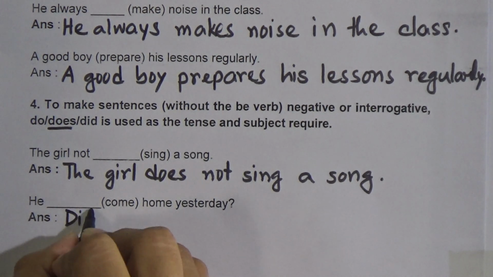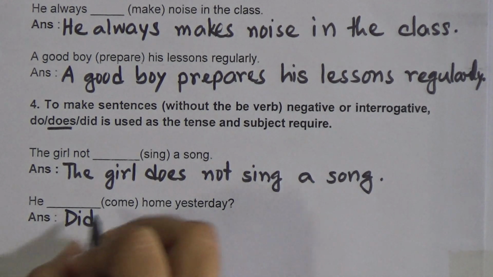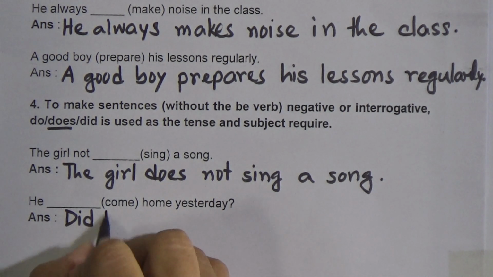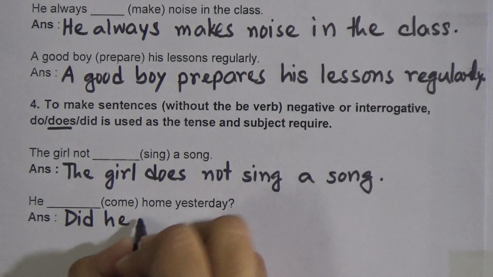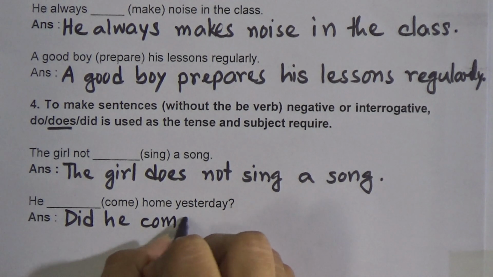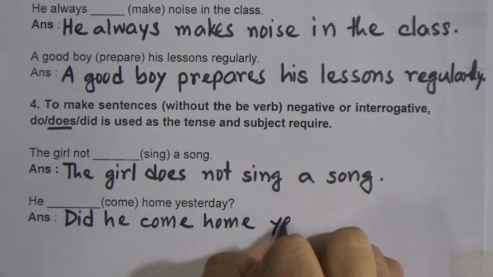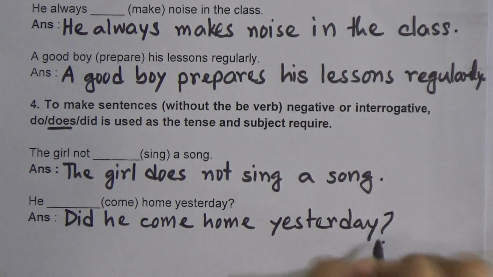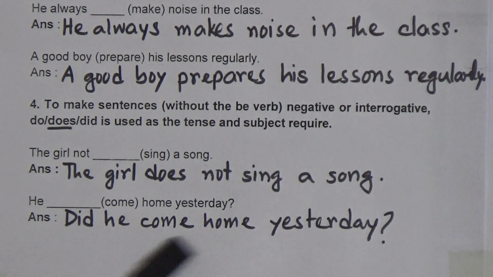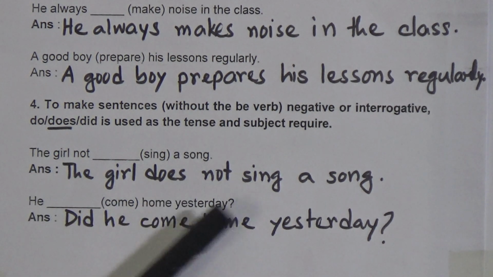Now at first we will write did, and then our subject is he, so did he. Now the present form of the verb, did he come. Now the rest of the sentence, home yesterday. Now we will give a question mark: did he come home yesterday? Now look, we made it an interrogative sentence. And remember, after do, does, did, we will always use the present form of the verb.